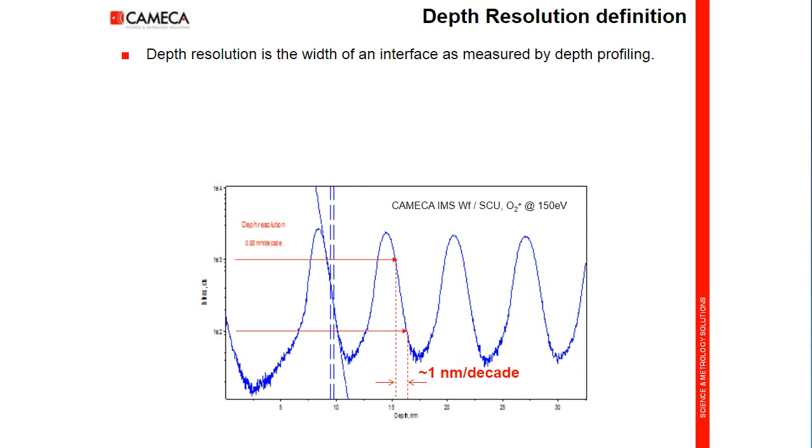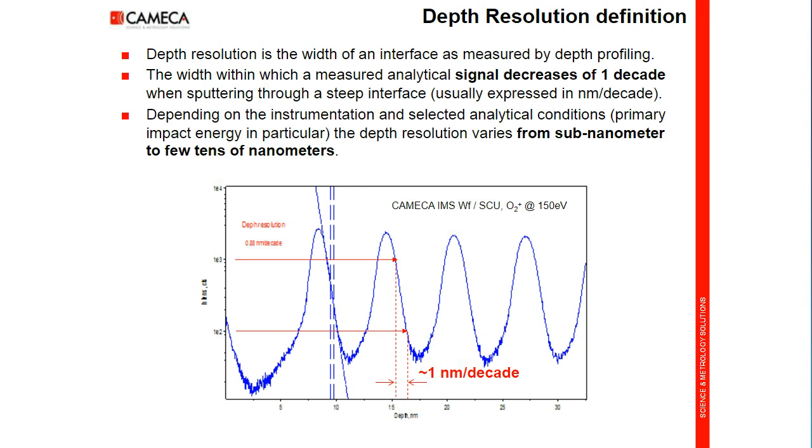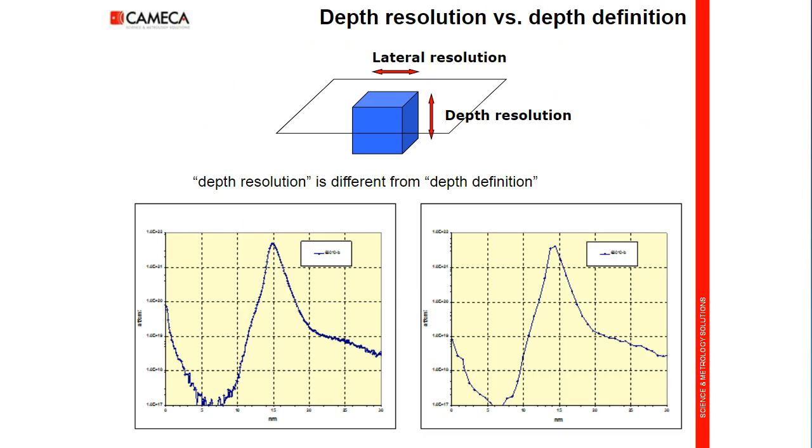The depth resolution is the width of an interface as measured by depth profiling. It can be obtained from a measurement through a steep interface, and it is usually expressed in nanometers per decade. Depending on the instrumentation and selected analytical conditions, primary impact energy in particular, the depth resolution varies from sub-nanometer to a few tenths of nanometers. To be noted that the depth resolution is different from the depth definition, which corresponds to the data point density, the number of data points per depth unit.